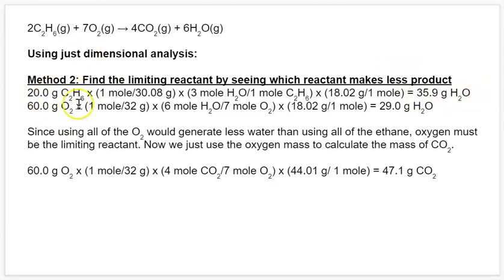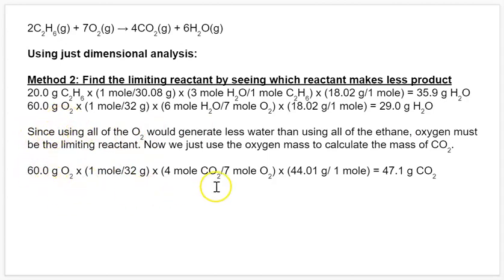Now I switch to the other reactant. If I use all 60 grams of oxygen and I do the whole dimensional analysis chain, I end up with 29 grams of water. And you can see that 29 grams is less than 35.9 grams, which means that this one's the true reality of the situation, and this one is just more of a hypothetical thing if we had enough oxygen to react with all of the ethane. So from there, we can determine that oxygen is limiting, and the 29.0 grams of water is the amount of water actually being produced.